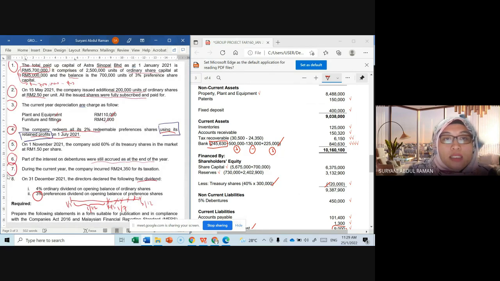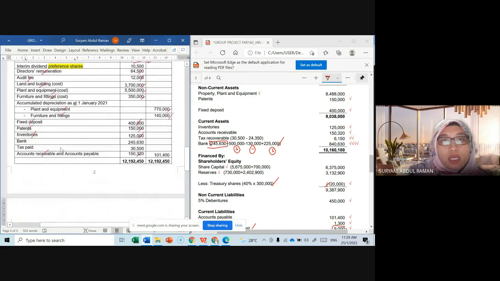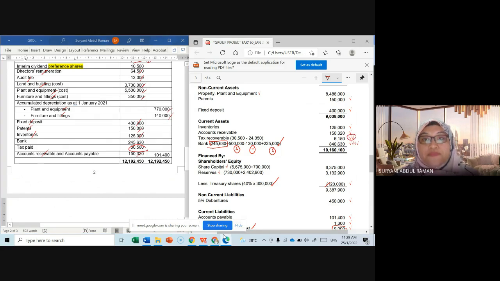During the year, the company incurred 24,350 for its taxation. This is the expense for the year. But how much did you pay? You paid 30,500. You have overpaid. When you overpay, it is called tax recoverable. So if you get 6,150, I give 2 ticks.